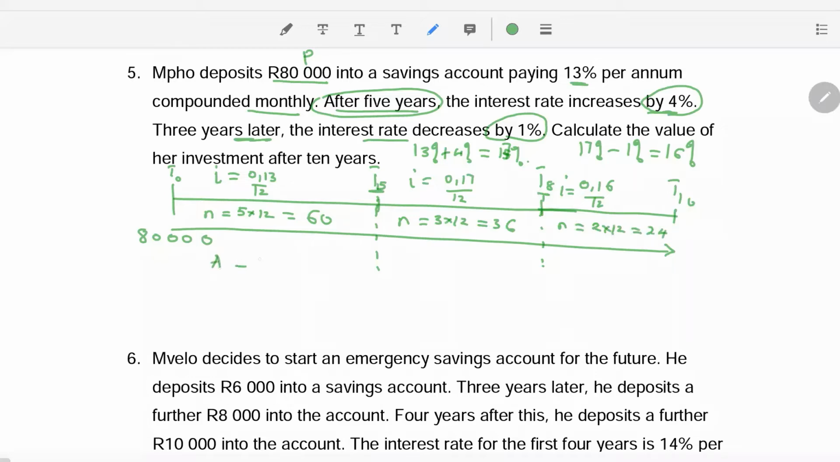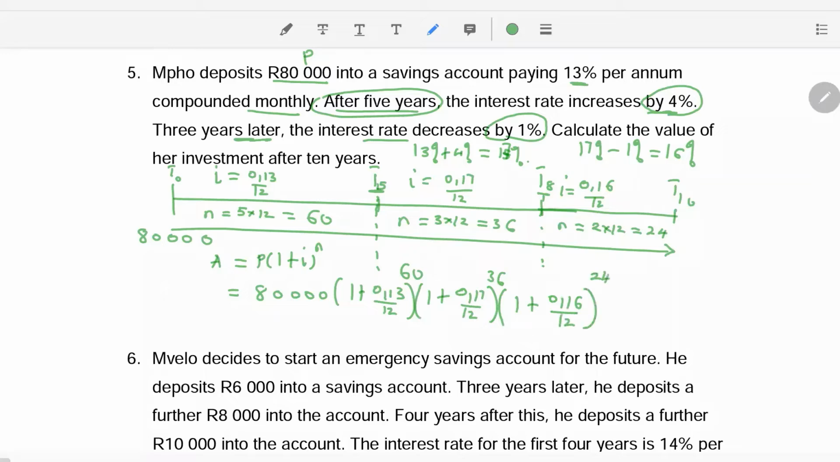So using our compound interest formula, the principal amount is 80,000. It grows at an interest rate of 13% compounded monthly for the first 60 months. Then the accumulated amount grows at a new interest rate of 17% compounded monthly for 36 months. And that accumulated amount then grows at another interest rate of 16% compounded monthly for the last 24 months.